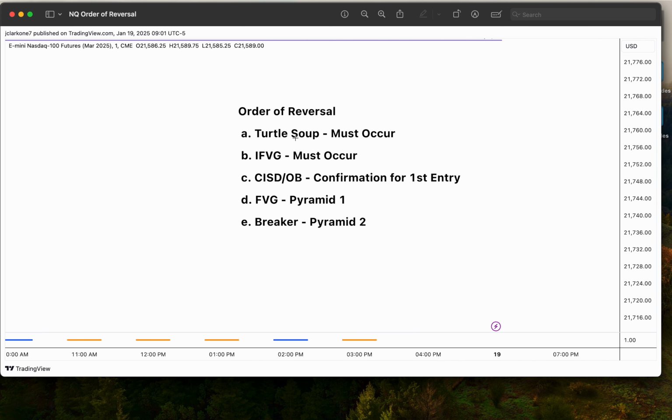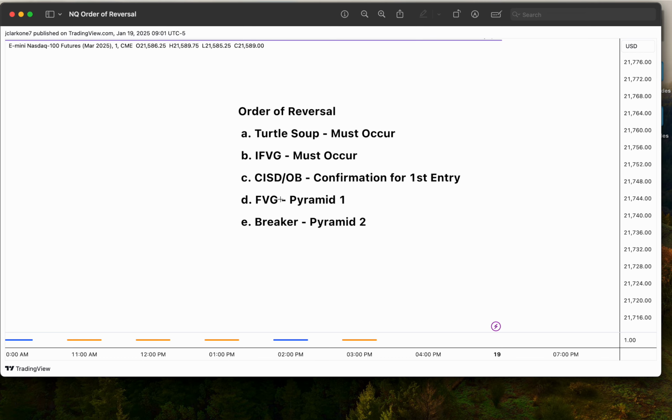Okay, you want to see the turtle soup. You want to see the IFVG. You want to see the CISD. And then basically what would come after this is the gauntlet. Okay, because then you have a fair value gap, which usually forms the gauntlet, or confirms the gauntlet, and then a breaker along with that. So basically you would have as D the gauntlet.